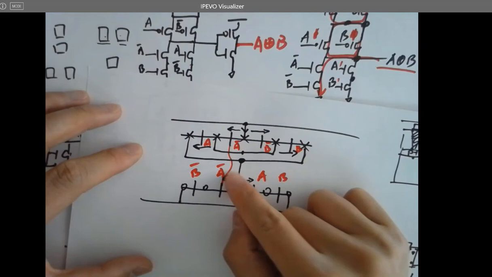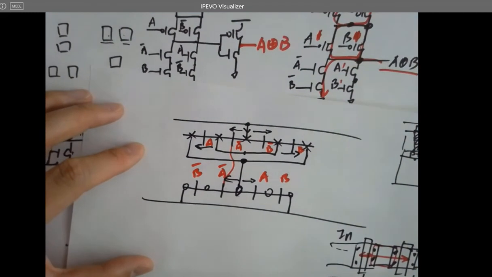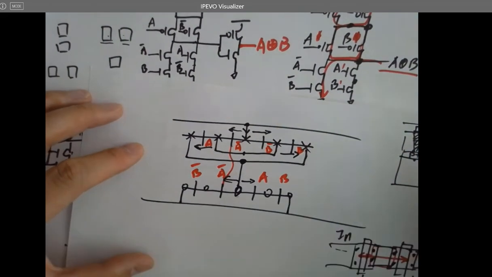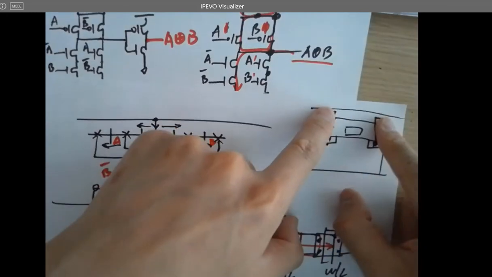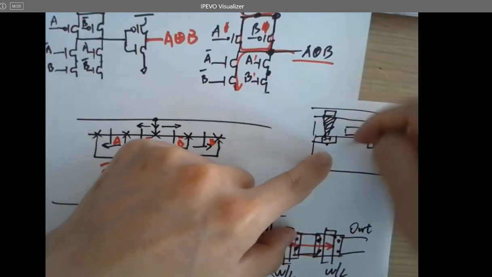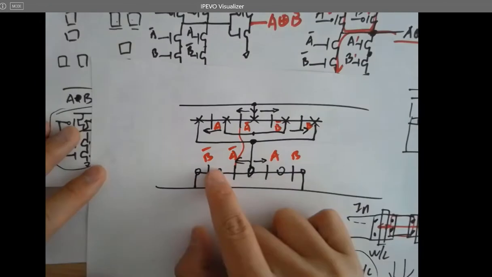You want to convert into the metal layer and then run the traces and then come back to the polysilicon. Here, I'm going to drill a hole to the top, run the traces, and come back to the polysilicon, connect to the gates.